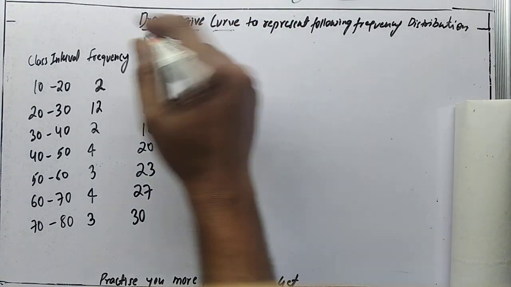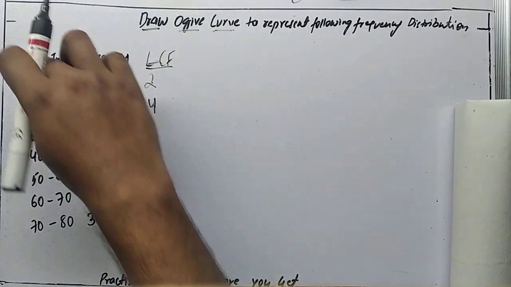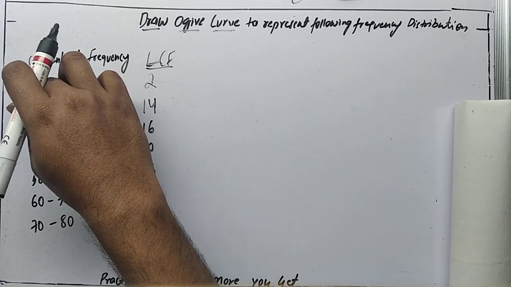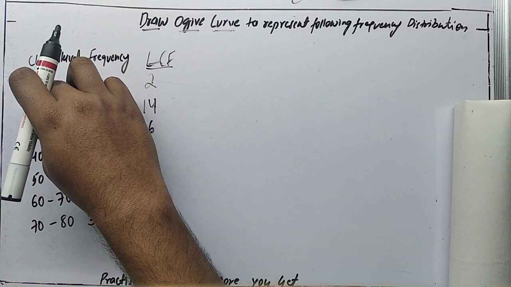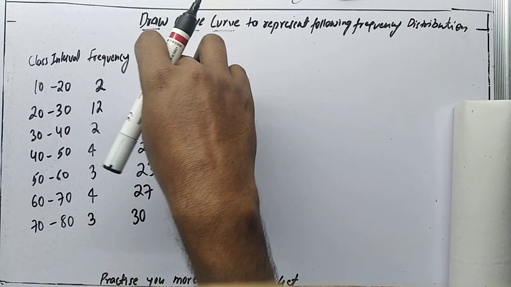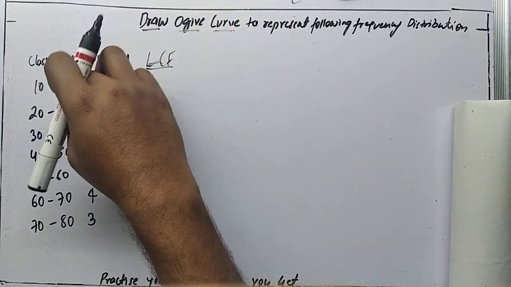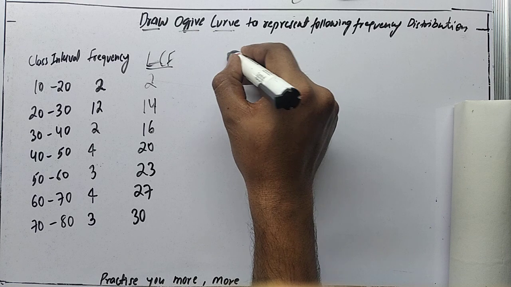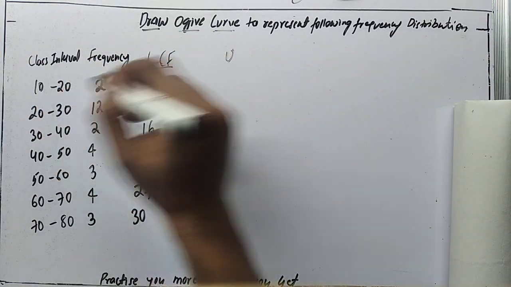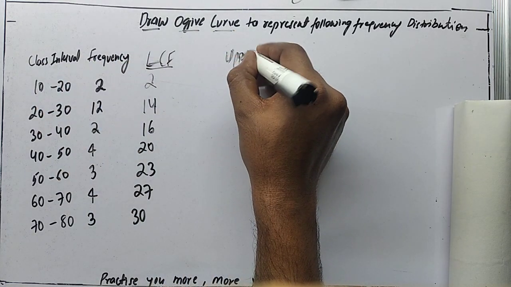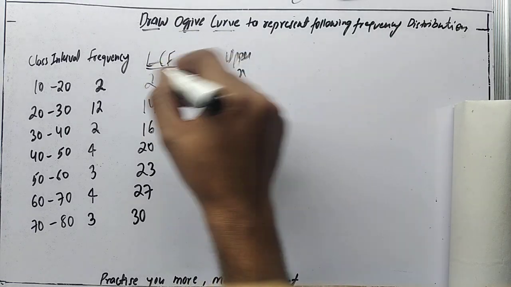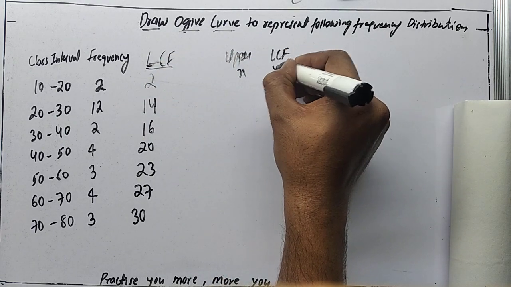To draw the less than Ogee curve, we have to take the upper boundary. So upper boundary means this one. Okay, these upper boundary values go on the x-axis and the LCF values go on the y-axis.